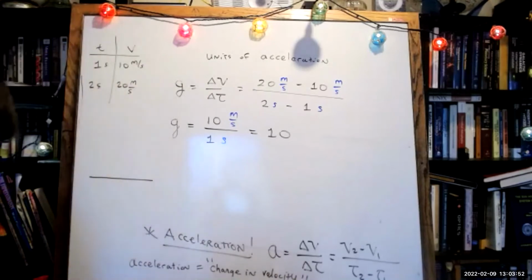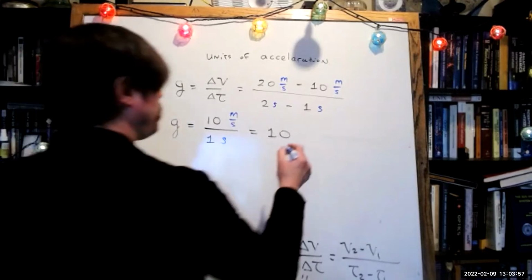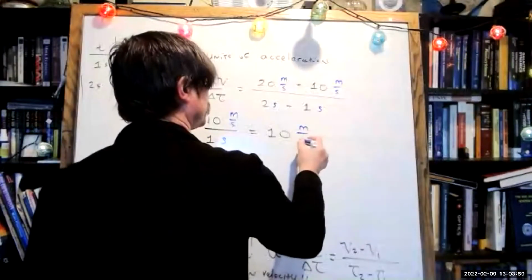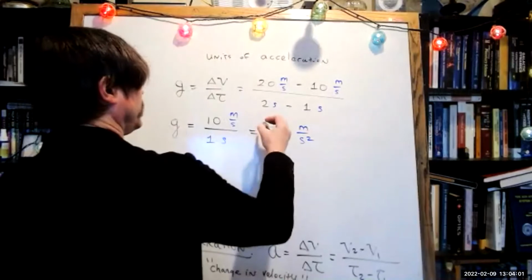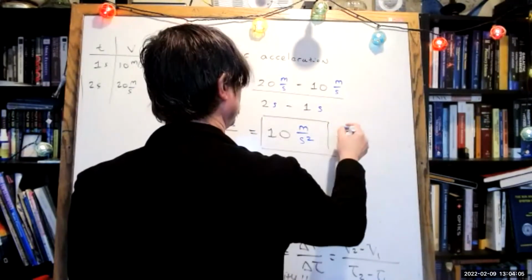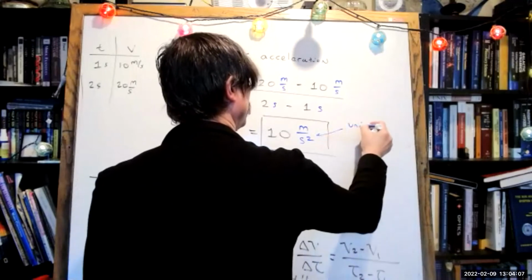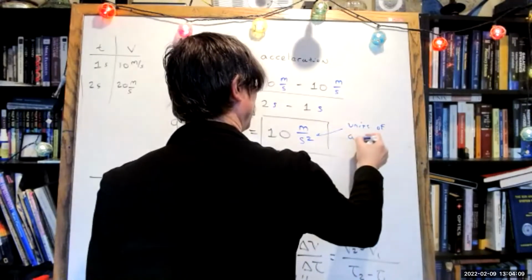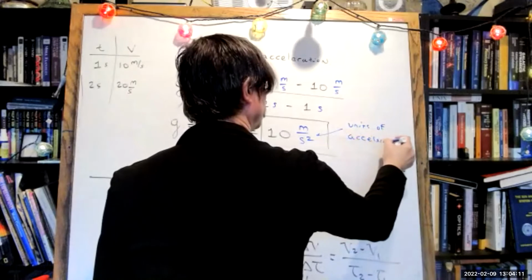Mateo, go ahead. Give me a shot. Isn't it meters per second squared? That's right. But Mateo, even that is correct. And that's the whole point that I wanted to make. That little g is 10 meters per second squared. And by the way, let's say that these are units of acceleration.